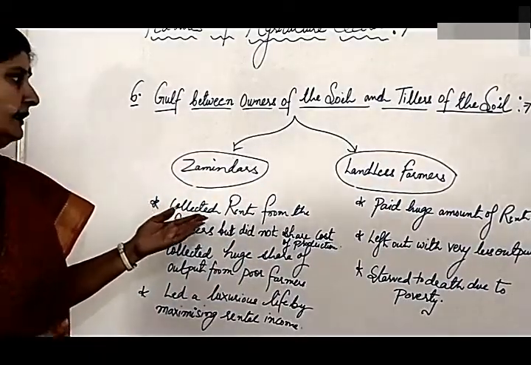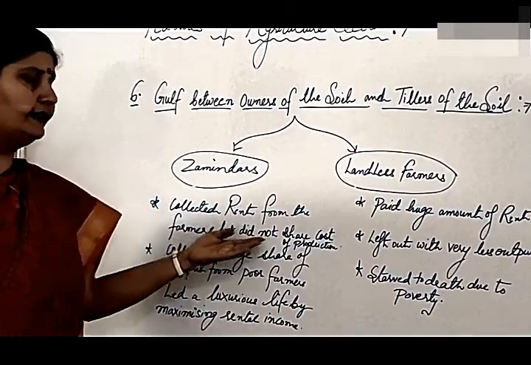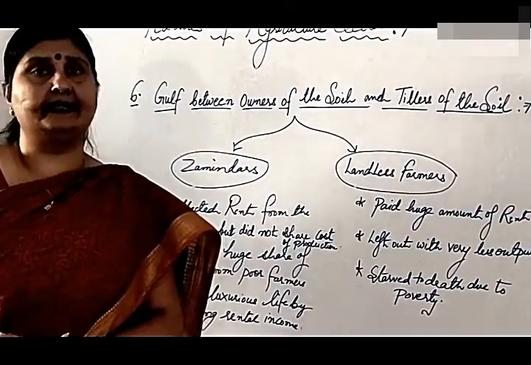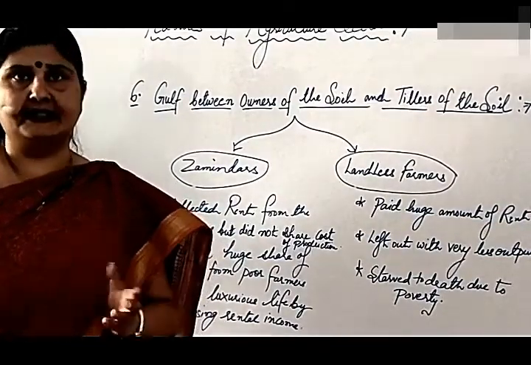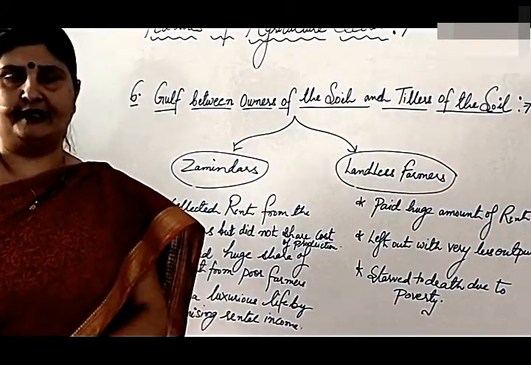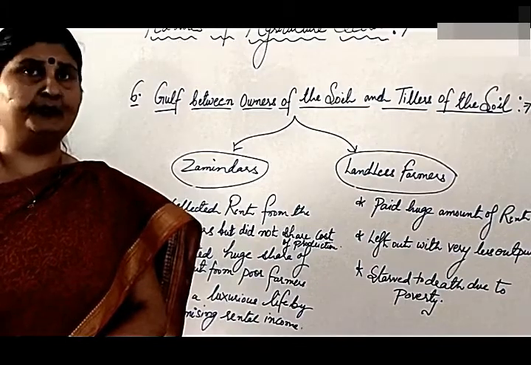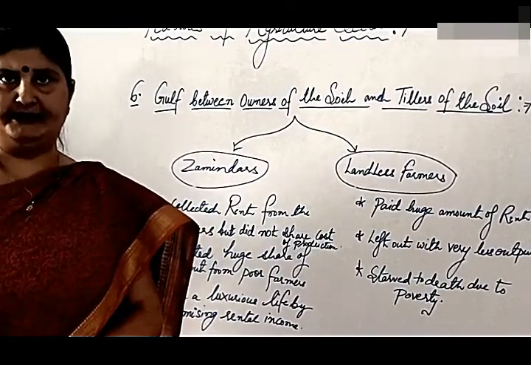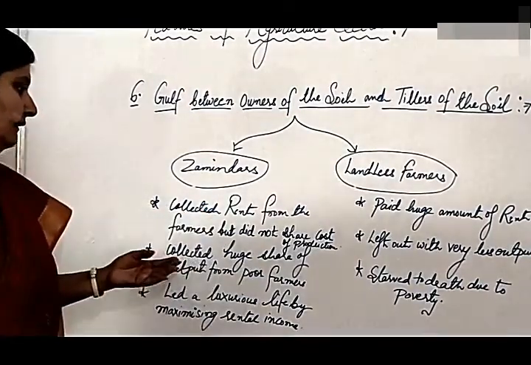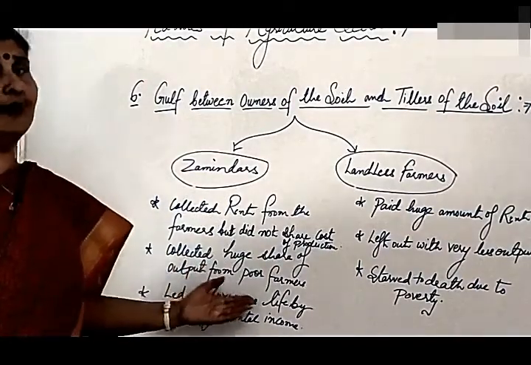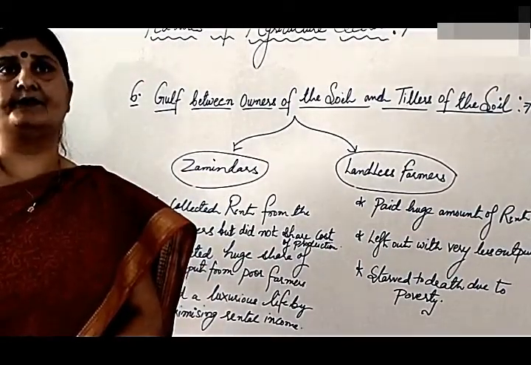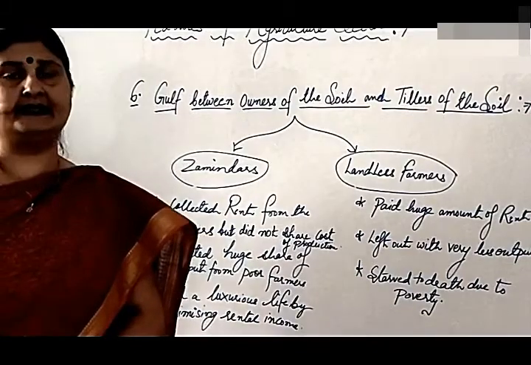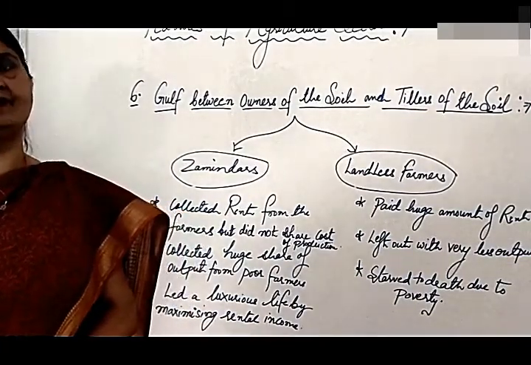The zamindars collected a huge amount of rent from the farmers, but they did not share the cost of production with the farmers. They did not provide any irrigation facilities, seeds, fertilizers, or any other help for the farmers to grow and cultivate the crops. So the burden was totally on the shoulders of the farmers to cultivate the land area of the zamindars. Secondly, these zamindars collected a huge share of the output which was produced in the farms by the farmers. They led a luxurious life by maximizing their rental income which was collected in the form of rent paid by the poor farmers.